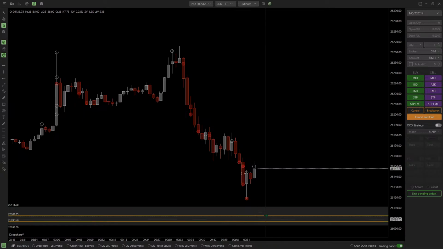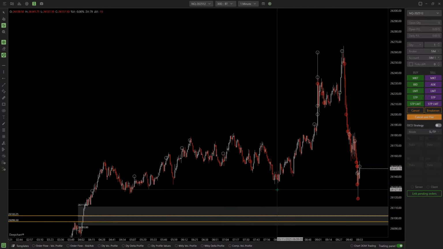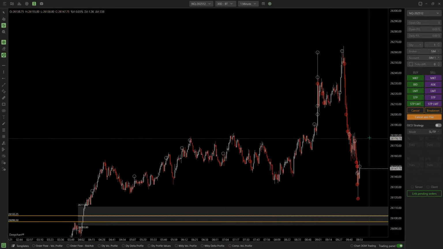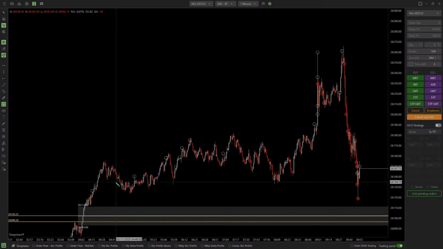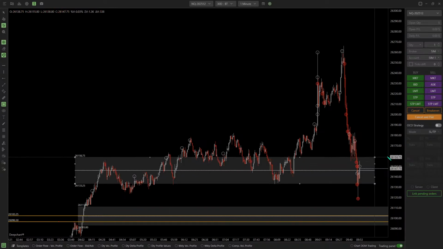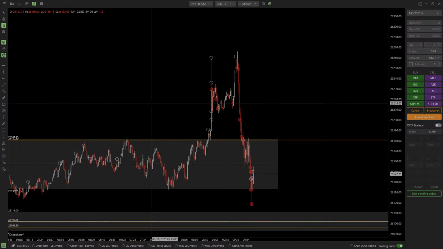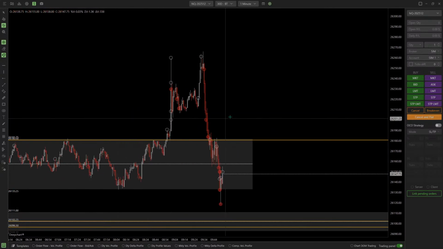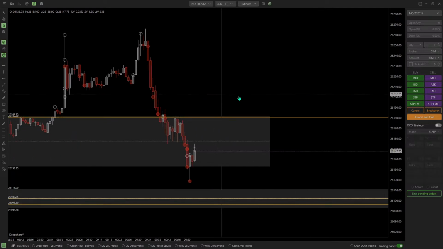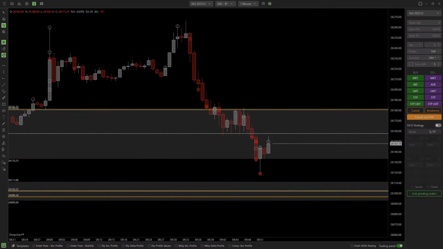We could consolidate down here for quite some time before making a decision, but essentially we're returning to previous value, and I anticipate that we're going to mess around here. So maybe my profit target, the top of this range. So let's try that. Let's see if we're close. But first we need to get filled.